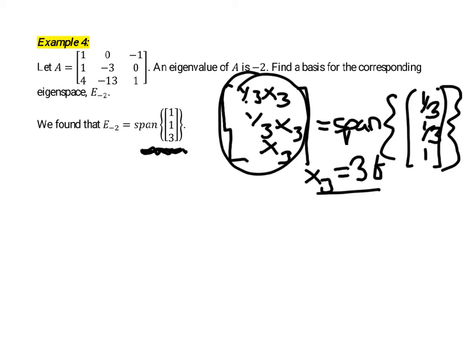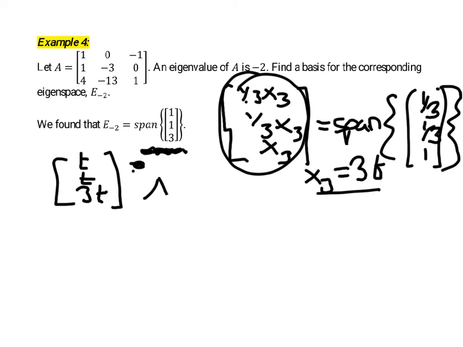Now, in this video, though, I wanted to talk about how you can verify your result when you solve a problem like this. So remember, we're saying that all of the eigenvectors corresponding to the eigenvalue negative 2 have this form. So there's some multiple of this vector 1, 1, 3. So if I make my multiple t, then we're saying that all of the eigenvectors have this form.